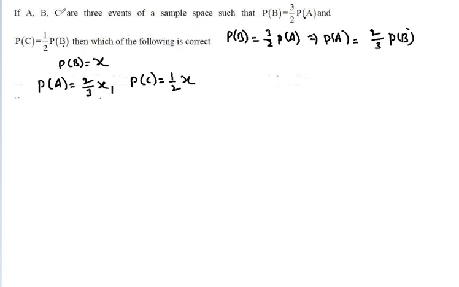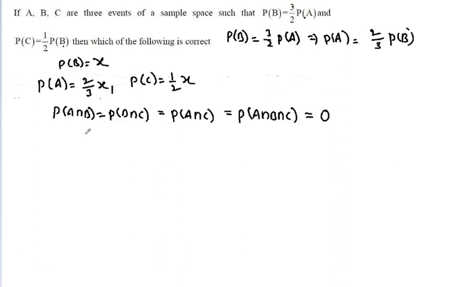Here A, B, C are mutually exclusive events, that is intersection of those values are all zero. So that is probability of A intersection B is equal to probability of B intersection C is equal to probability of A intersection C is equal to probability of A intersection B intersection C is equal to 0, and the probability of A union B union C is equal to 1.